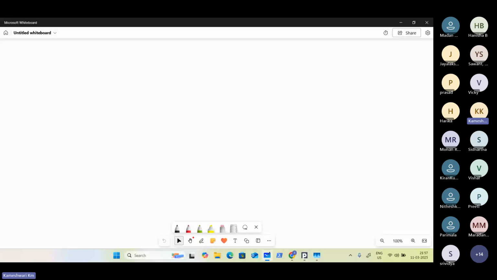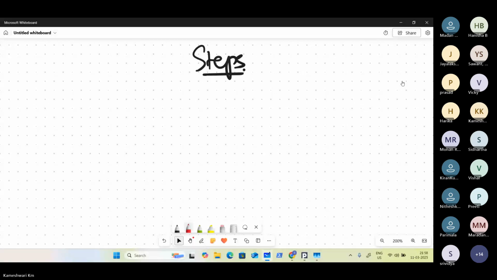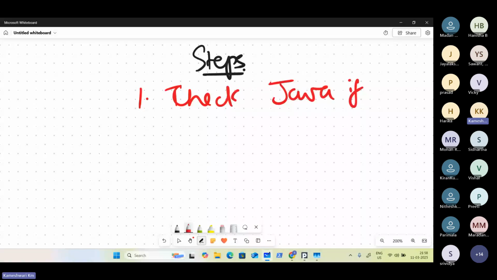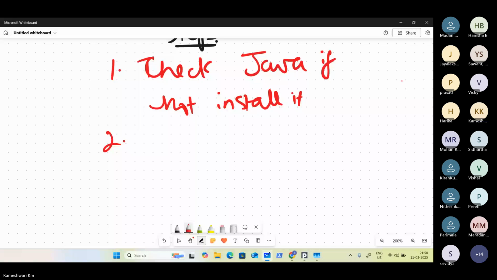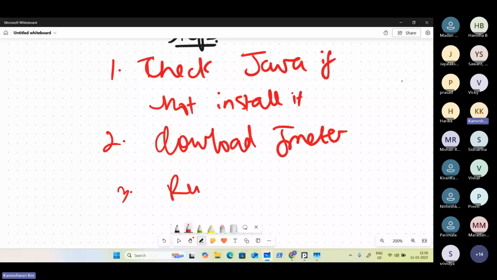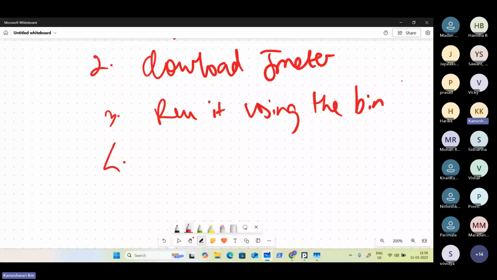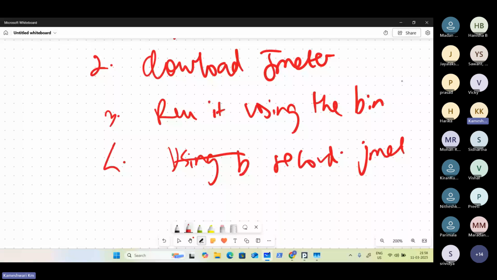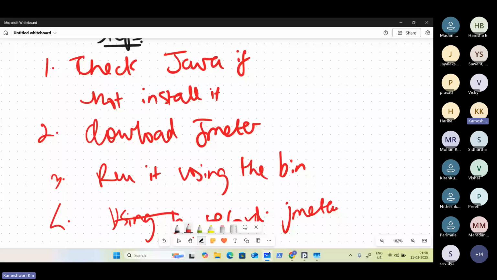So let's try to understand the steps. First step is check Java. If not, install it. Second, download JMeter. Third, run it using the bin. Fourth step, using or recording in JMeter. So I wanted to show these 4 steps quickly today, but maybe this recording I will park for the next session. But at least running JMeter, I will try to finish today.